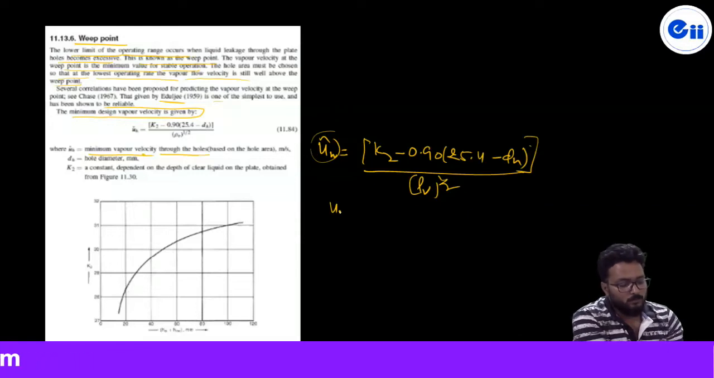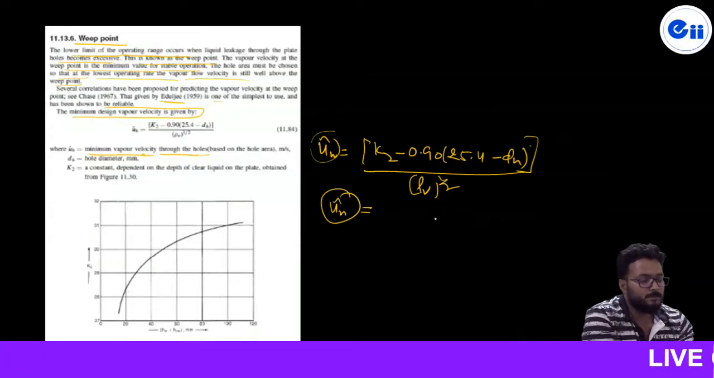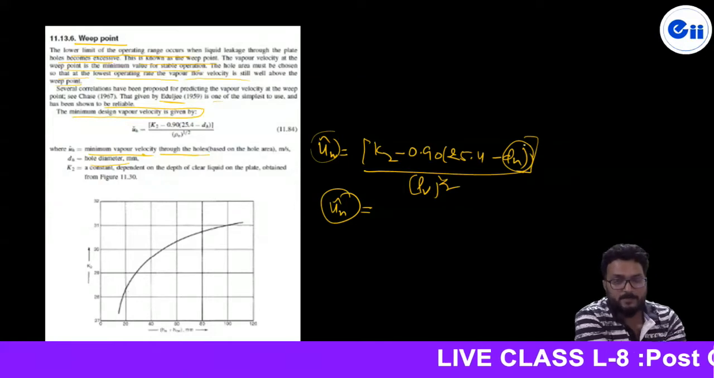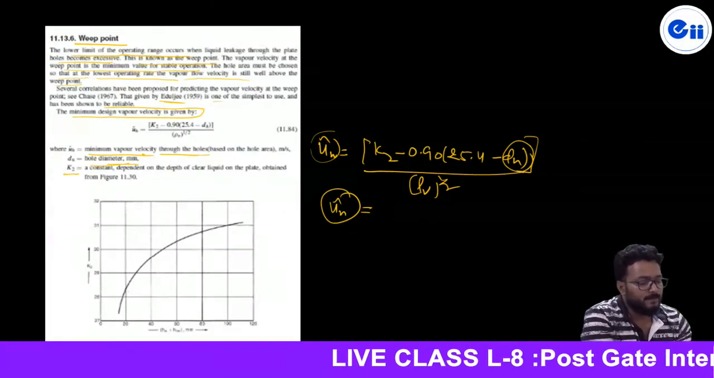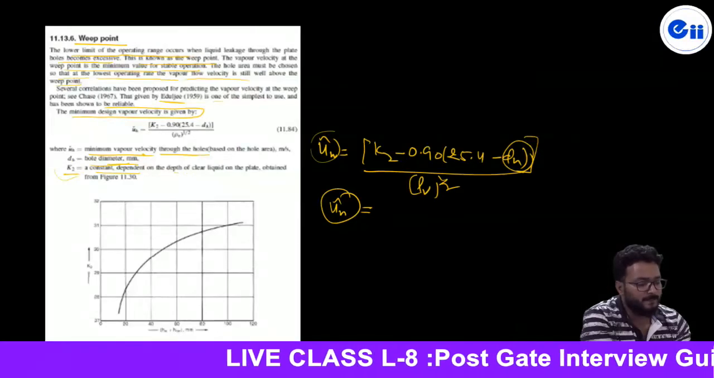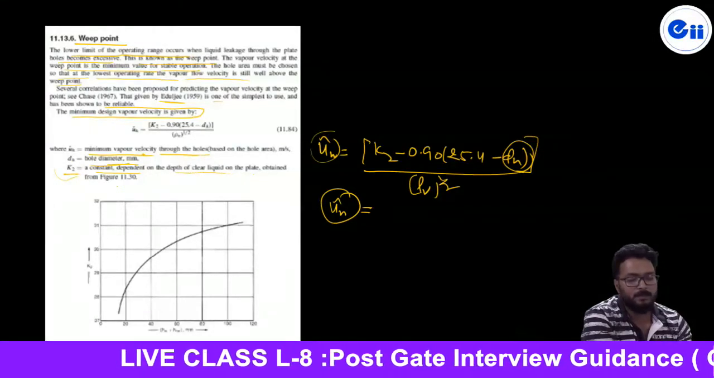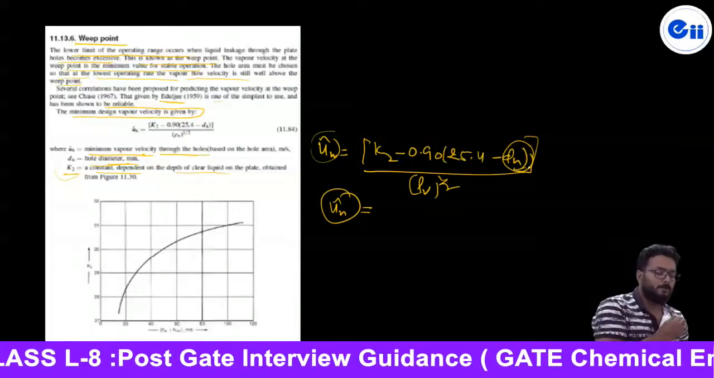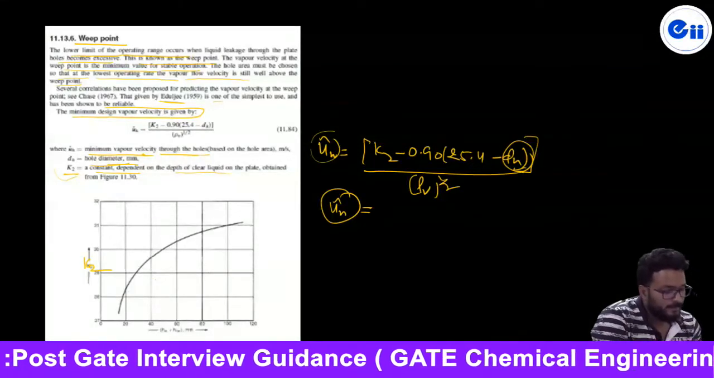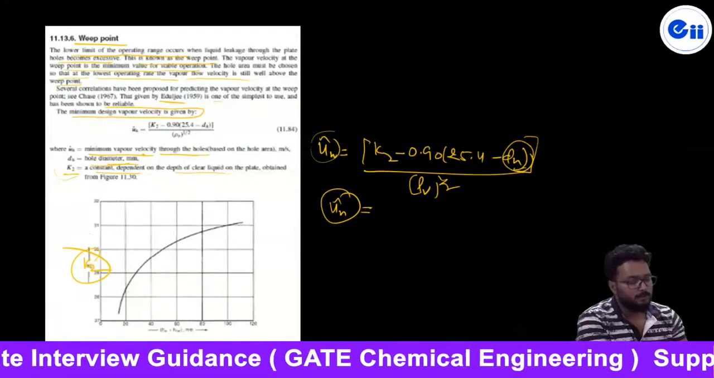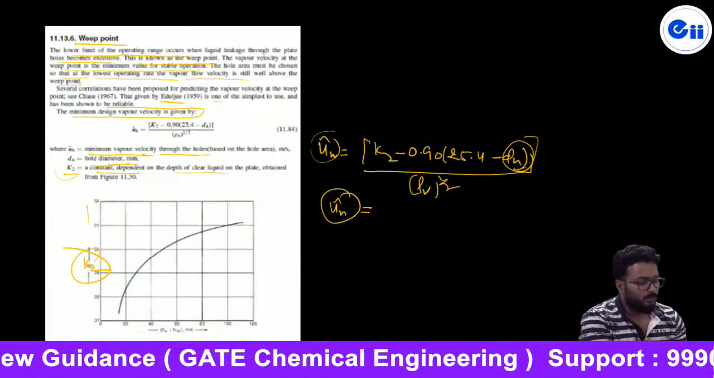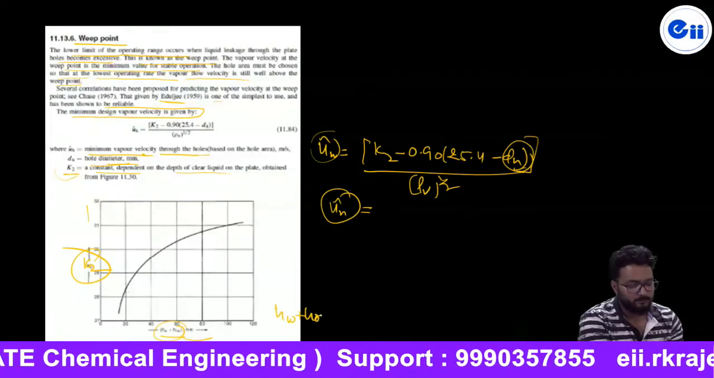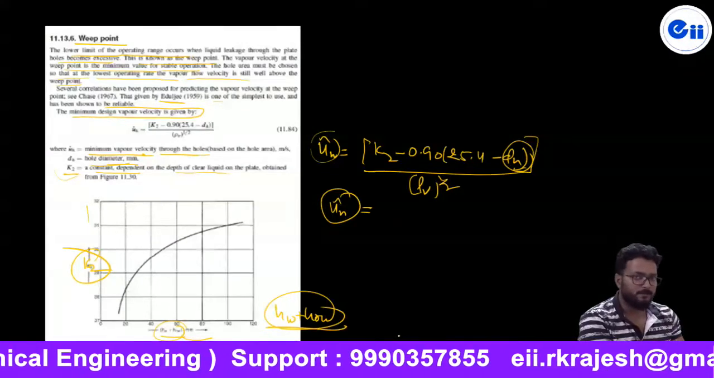Where uh-hat is the minimum vapor velocity called the weep velocity, DH is called the hole diameter in mm, and K2 is the constant. That constant will depend upon the depth of clear liquid on the plate. Obviously it will depend upon the hole diameter and depth of liquid. If you want to find K2, then we should know this curve, which will be given to you, and here the parameter will be the height of clear liquid, which is the weir height plus the weir crest height over the tray.